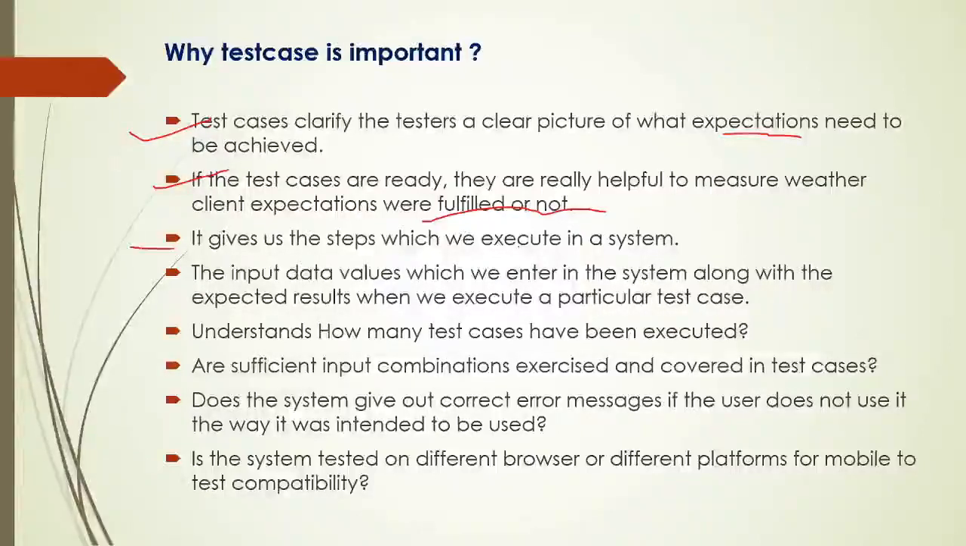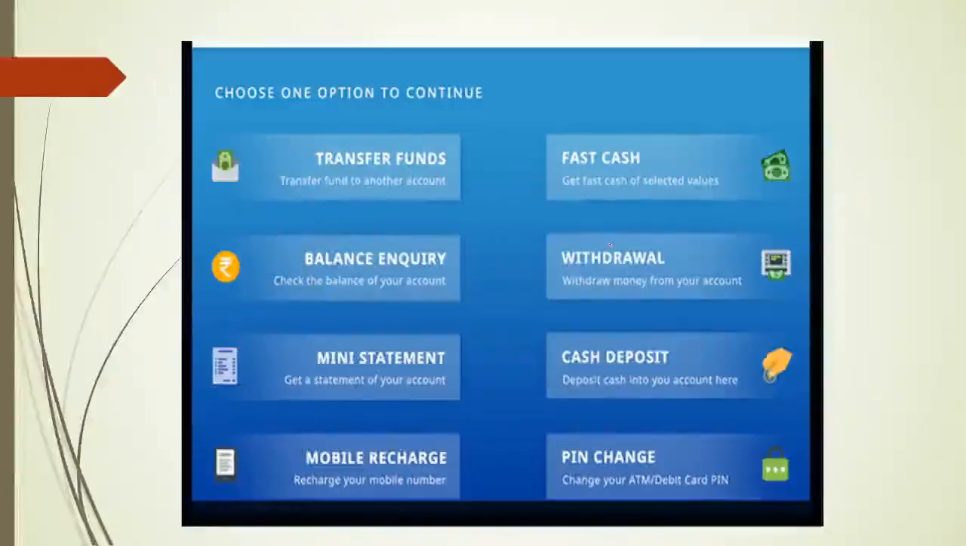Next, it gives us the steps which we execute in a system. Steps are very important before testing any functionality, and understanding the steps is very important. Take an example: this is the software which runs in an ATM machine. Transfer fund, balance inquiry, fast cash, withdrawals are some functionalities of the ATM software. Now suppose you want to test the withdrawal functionality. What are the steps involved in withdrawing an amount from the ATM machine?